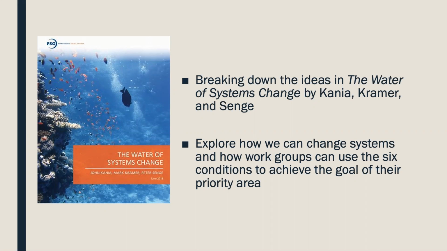For today's presentation, we will be exploring the 6 conditions that are related to changing a system by breaking down the ideas in the article, The Water of Systems Change, which was written by John Kanaya, Mark Kramer, and Peter Senge. Understanding the 6 conditions and how to change the systems or mechanisms that control the functioning of society can inspire unique interventions for our work groups to achieve the goal of their priority area.